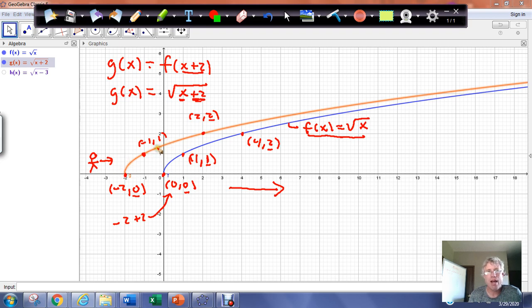I get to the graph faster. If I'm subtracting from the inputs, it takes me longer to get to the same output, because I'm subtracting from the inputs, and then I get to the graph less quickly. The graph has to move to the left. So there's the first example.